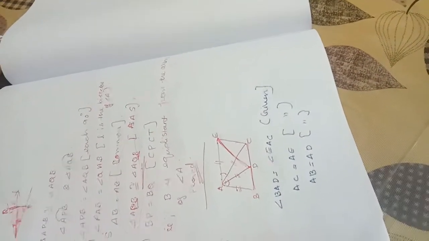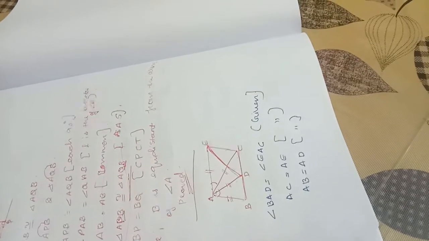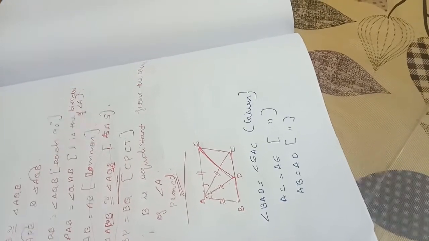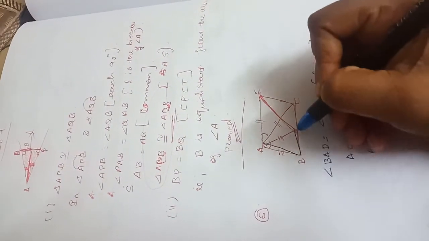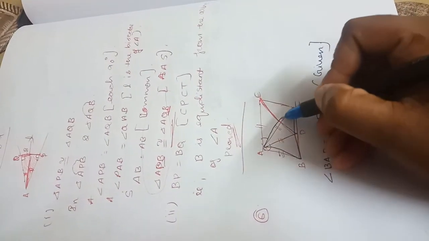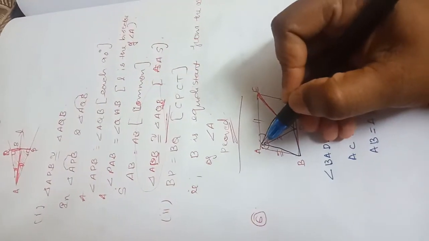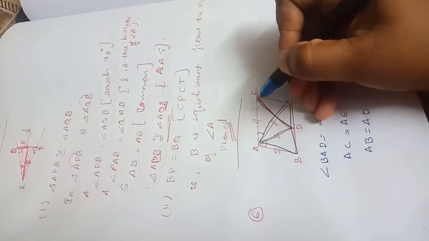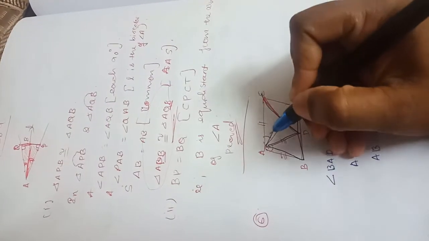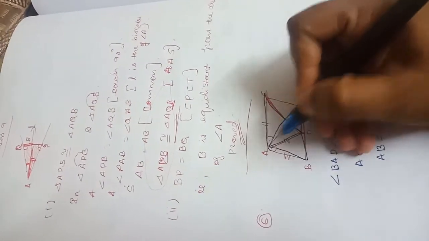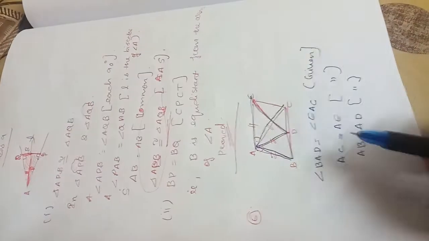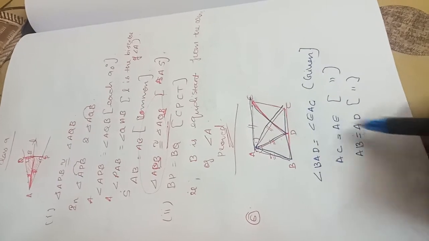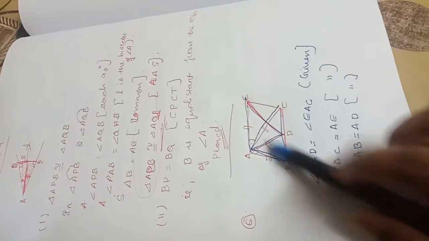Now we can see that in triangles ABC and ADE, I am taking the triangle ABC, this one, and again ADE, this one. These two triangles, ADE and ABC. Why am I taking these two triangles? Because we have the relationship between the sides and angles of these two triangles.